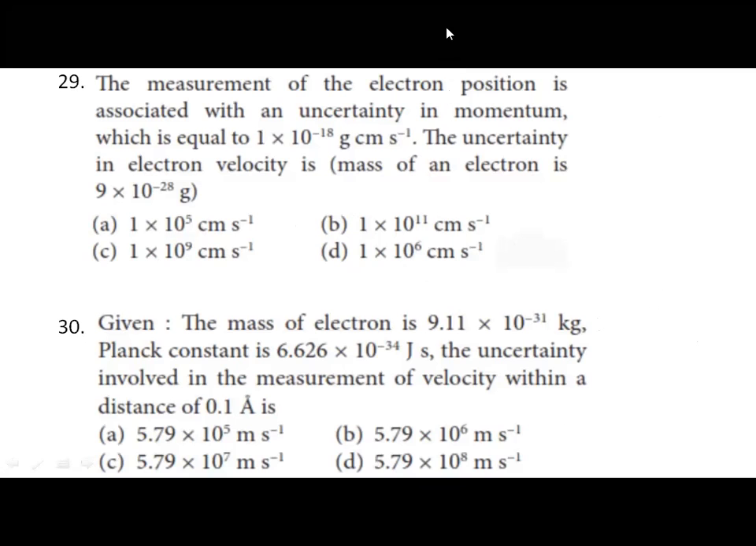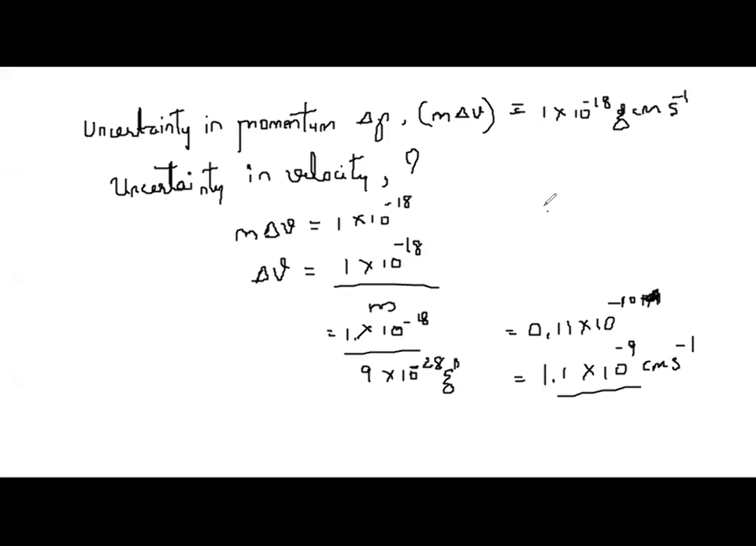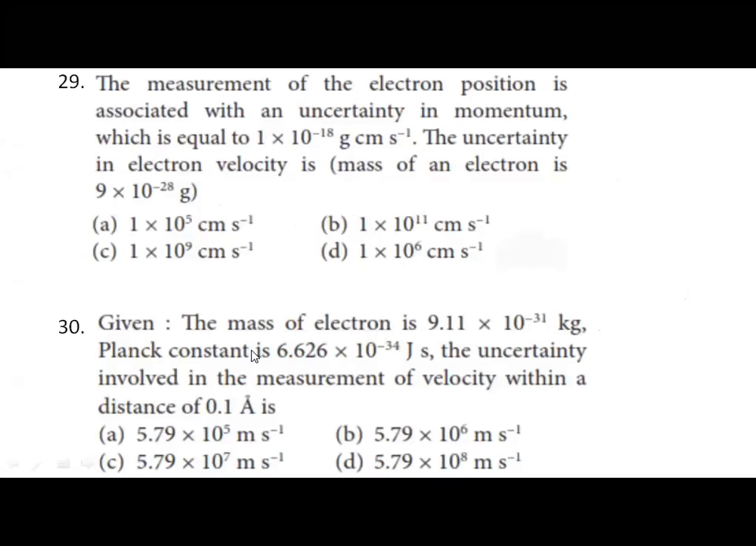Because here what happens? This plus, it goes up. So 10 raised to minus 18 plus 28, so this becomes plus 10. When it becomes plus 10, you are shifting the decimal point here, so minus 1. So this becomes plus 9. So 1.1 into 10 raised to 9 centimeter per second.